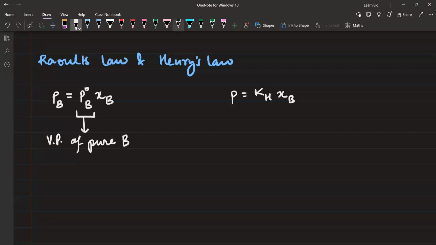Also, one more thing that you can understand: if the P naught B is very high, that means the liquid does not want to stay in the liquid phase. It wants to easily escape out to the vapor phase. That is why, if it has high vapor pressure, you have more vapors. How can we have more vapors? If the liquid is easily vaporizing, getting away from the liquid state very easily. Very similarly, this KH also, we have seen, tells about the escaping tendency.